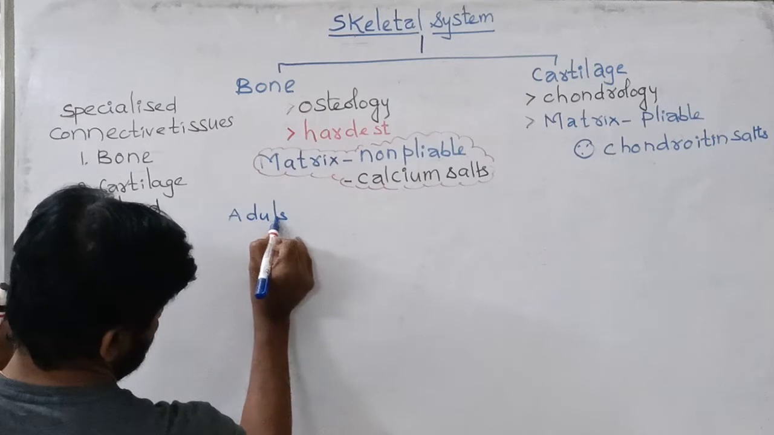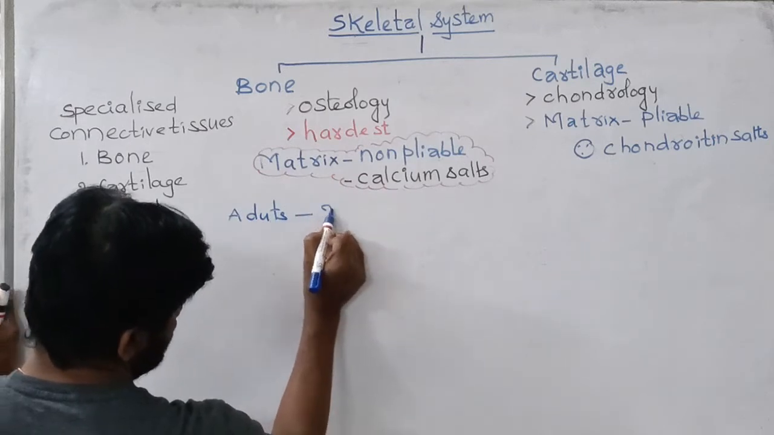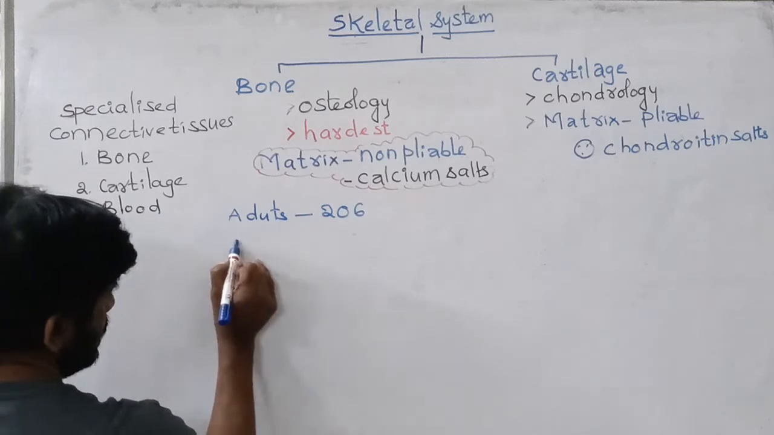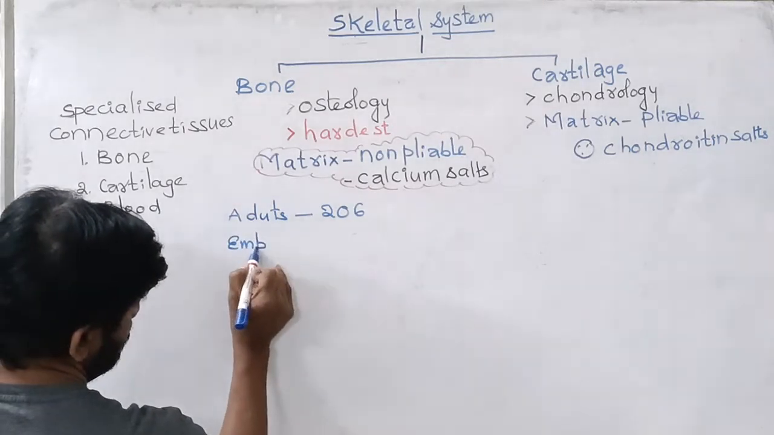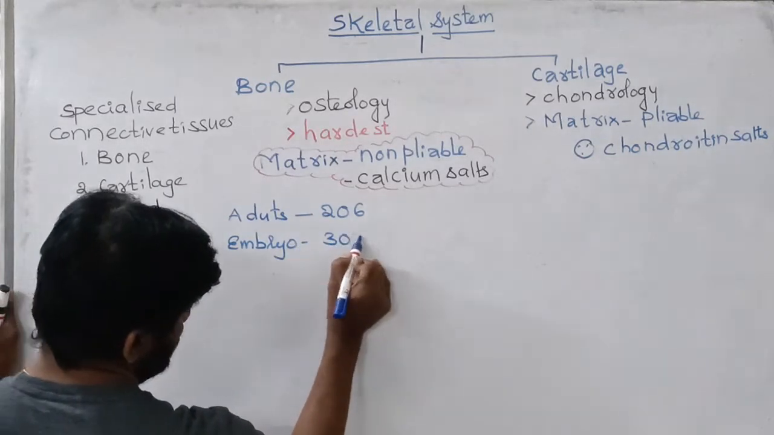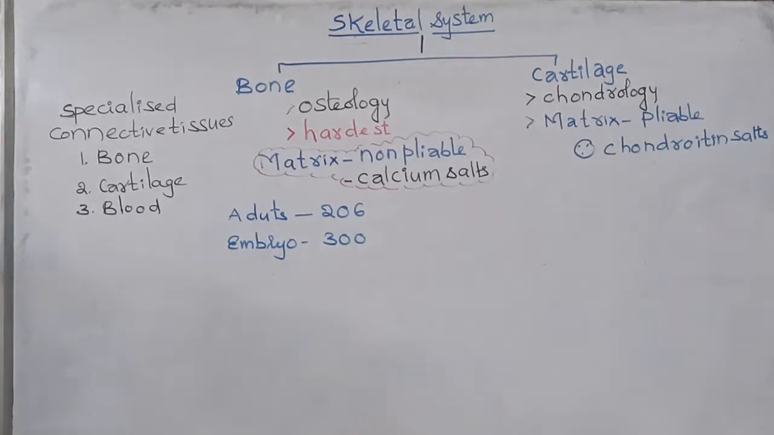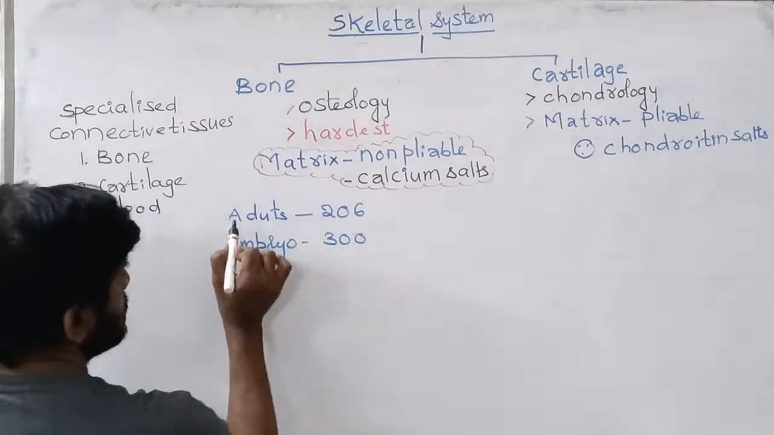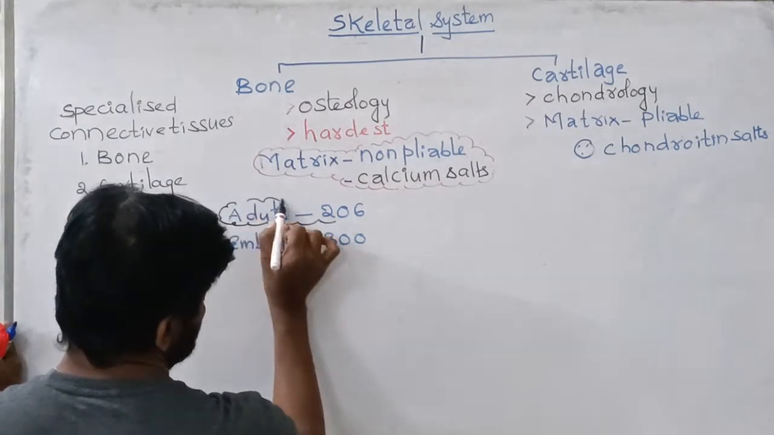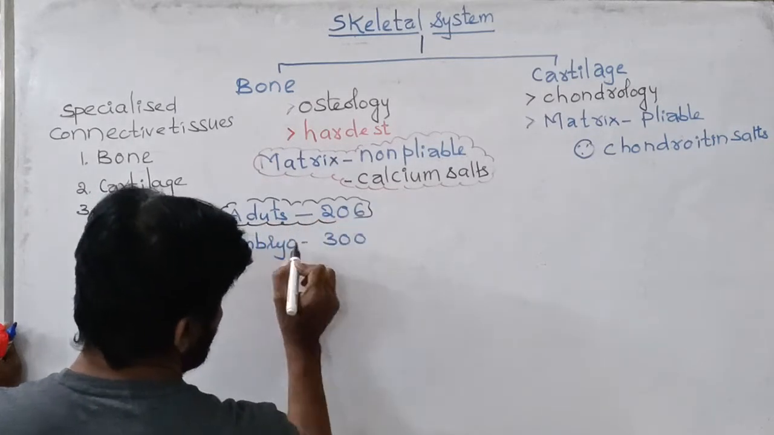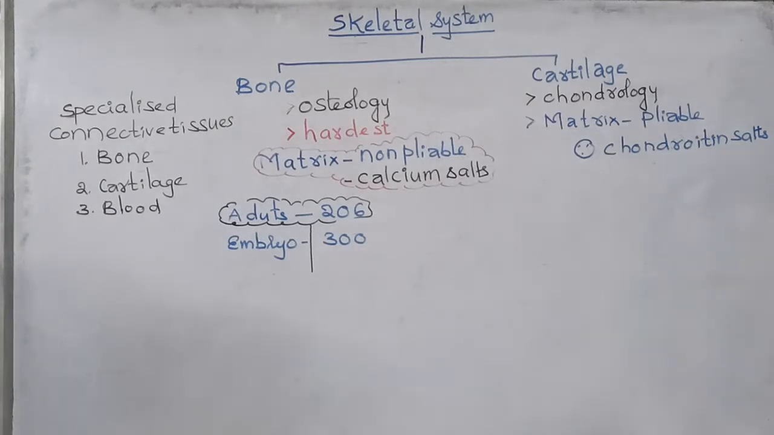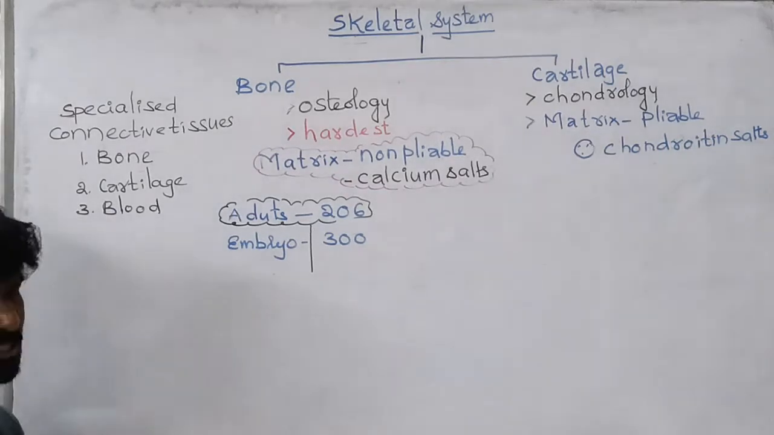On coming to the human skeletal system, the number of bones in adults is 206. But in the early embryo, the number of bones is approximately 300. So, in the adults, as many as 206 bones are present in the human body. Among these 206, I am going to classify the types of bones.